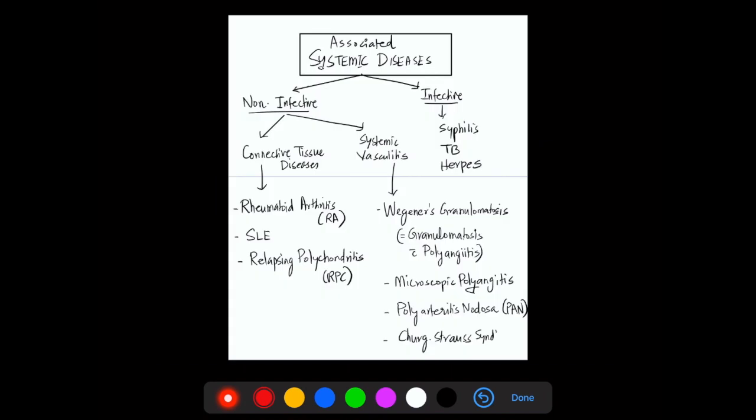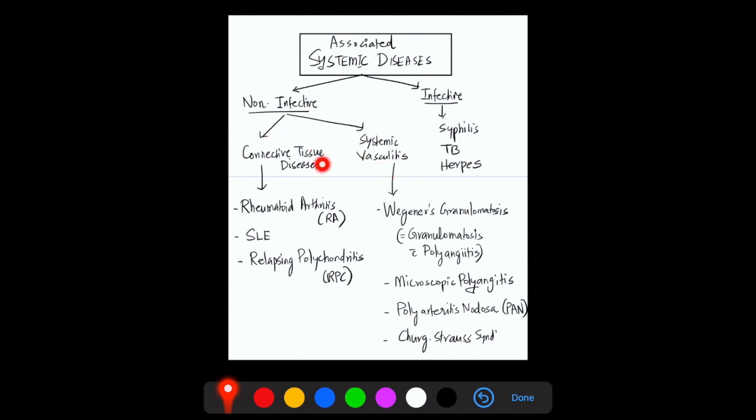So we can classify systemic associations into two types. One is non-infective, the other infective. Yes, of course, infective conditions like syphilis, TB and herpes can also cause scleritis. But our concern is the non-infective one. We can again classify them into connective tissue diseases and systemic vasculitis. There are two different categories here.